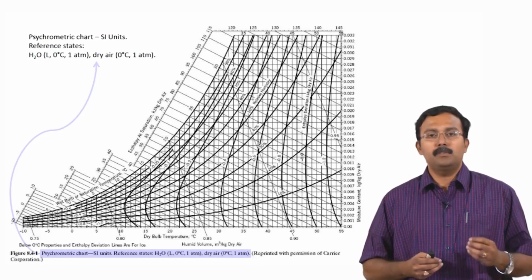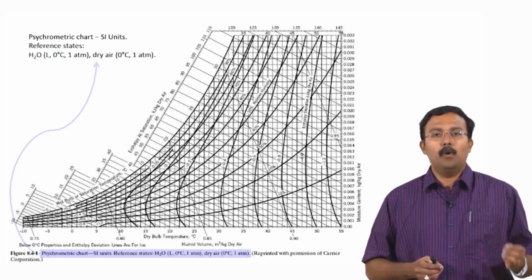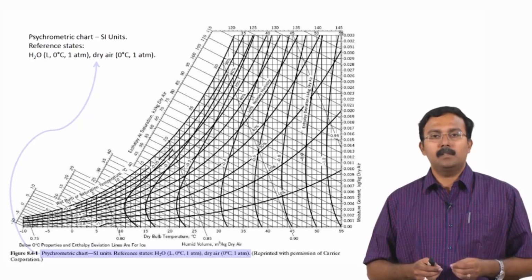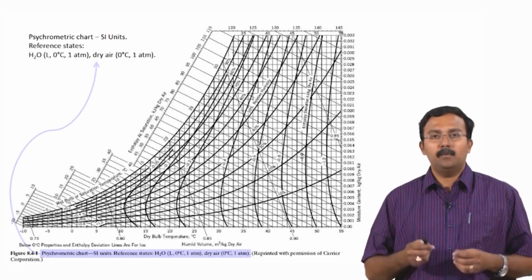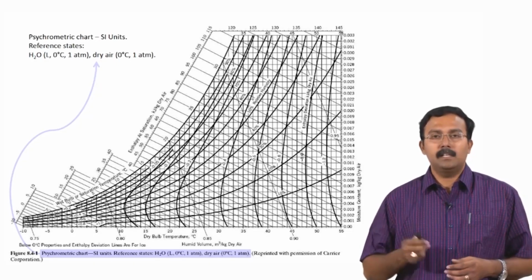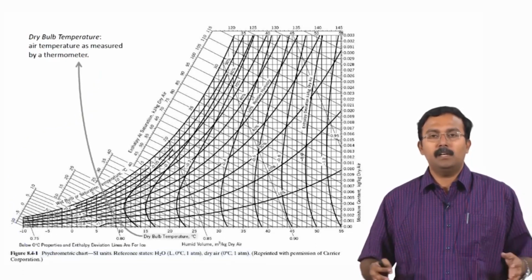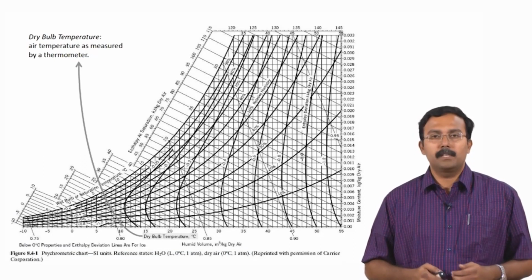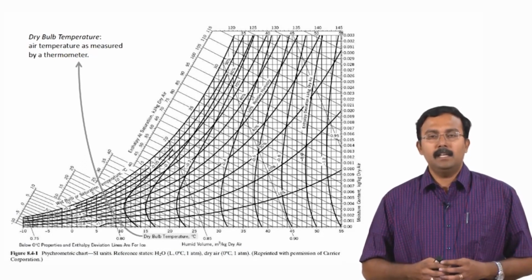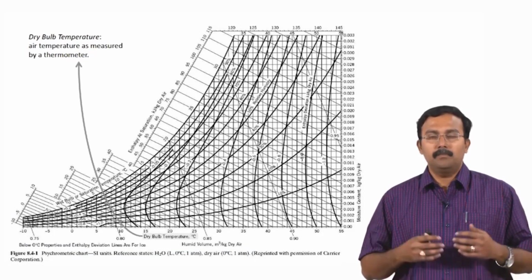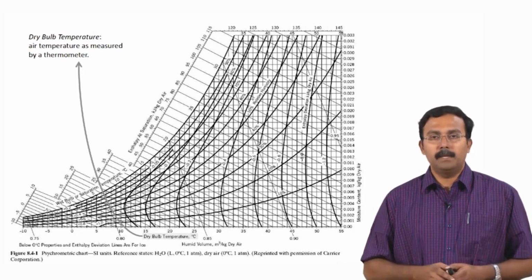So, the reference state which is used for this chart is liquid water at 0 degree Celsius and 1 atmosphere, and dry air at 0 degree Celsius and 1 atmosphere. So, using these two reference states, we have calculated and plotted all this information. So, what information is readily available for us from here? The first thing we have is the dry bulb temperature.